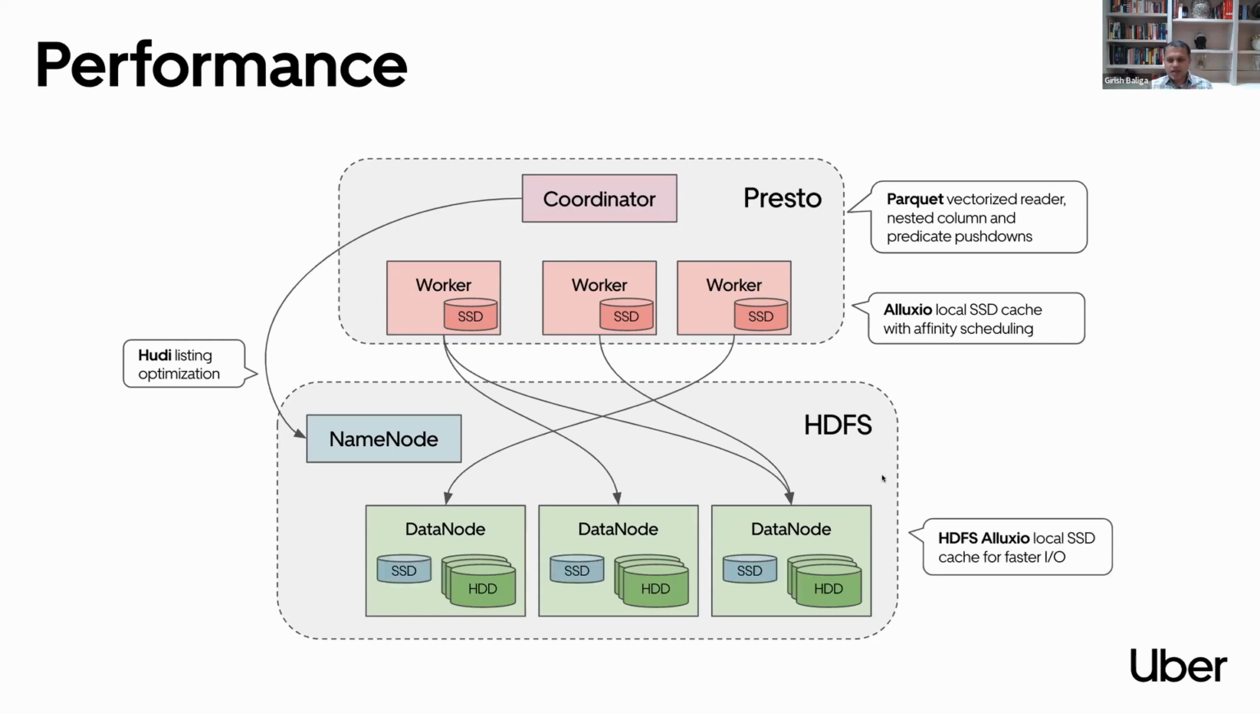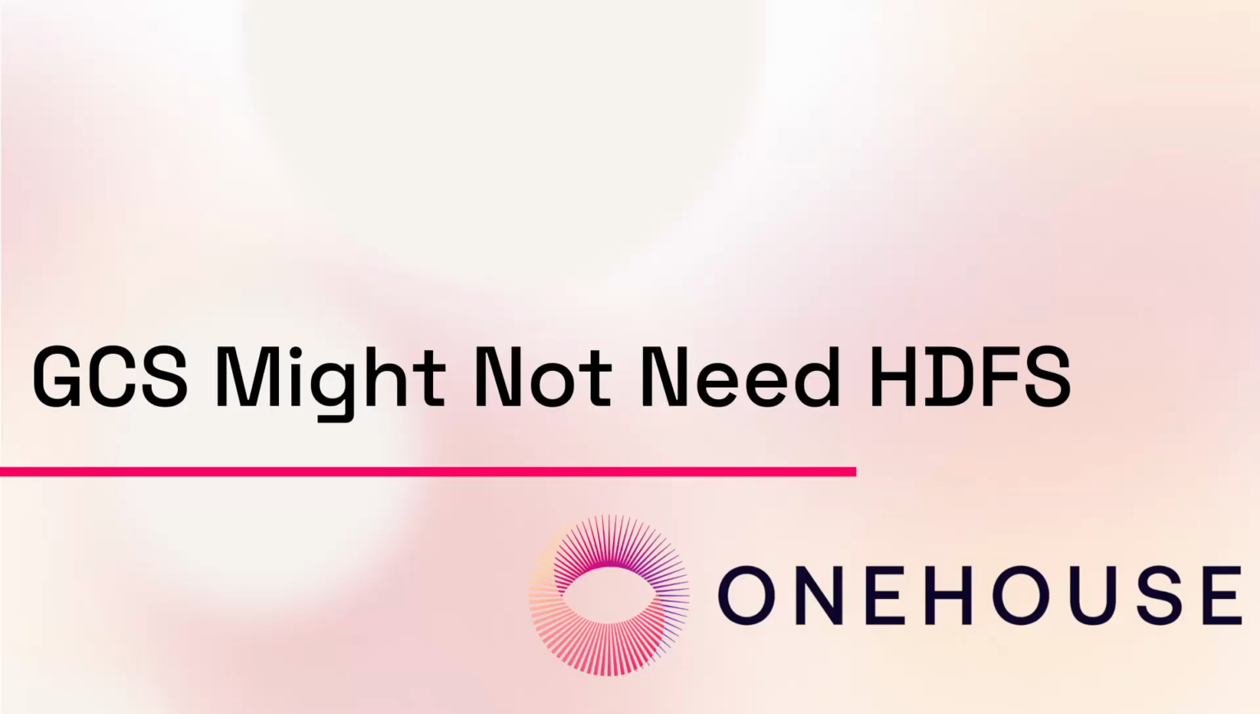Similarly, on storage side, we use Alluxio local SSDs to cache for faster I/O. As you can see, with a single SSD, we are able to replicate and keep a copy of all the hot data so that all the reads run very fast.